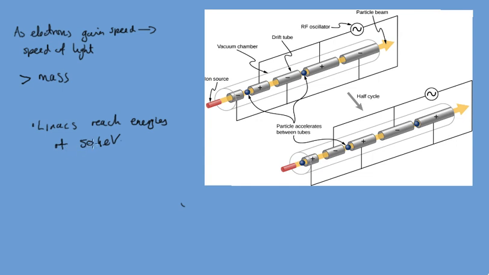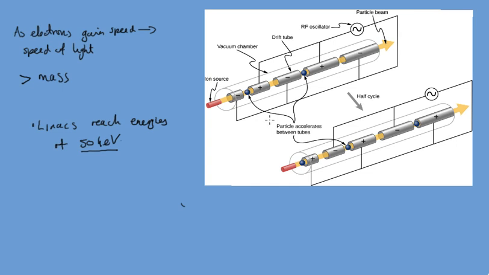Now, the higher the energy that a particle accelerator can reach, the further it can probe into the inner workings of subatomic particles. And as physics has advanced, it's become necessary to build ever bigger and ever more powerful particle accelerators to explore things more deeply. But to get to this 50 giga electron volts, these particle accelerators need to be very, very big.